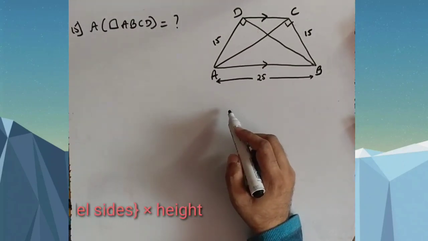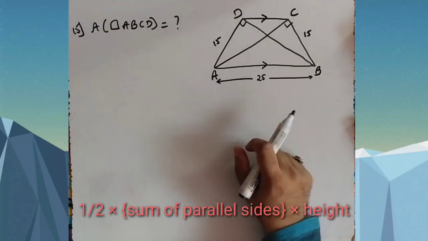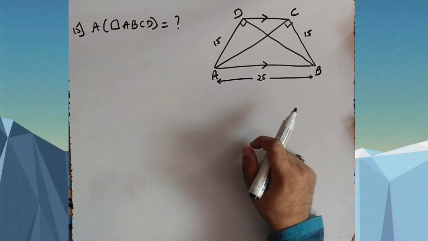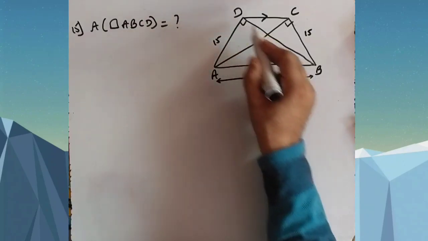The area of a trapezium formula is half into sum of parallel sides into height. What we will do here is first find out BD.